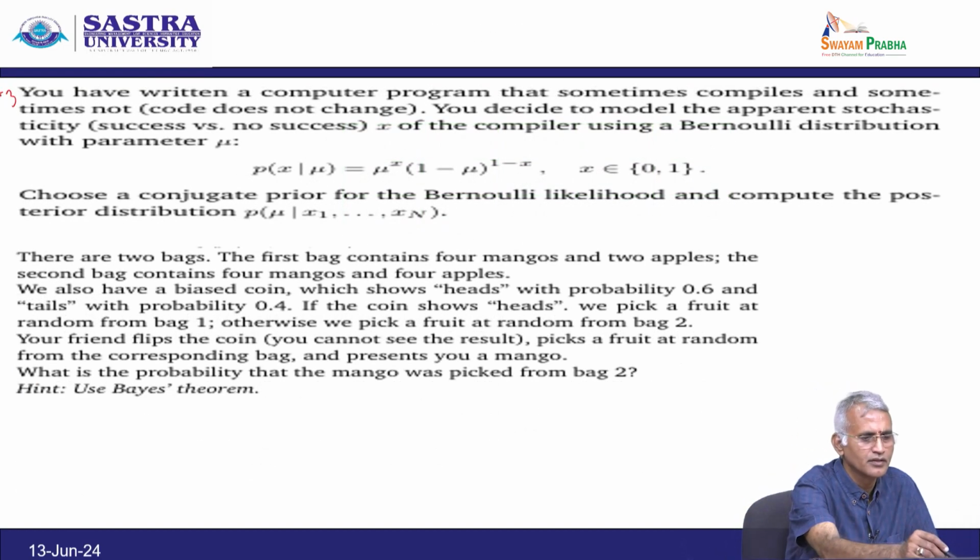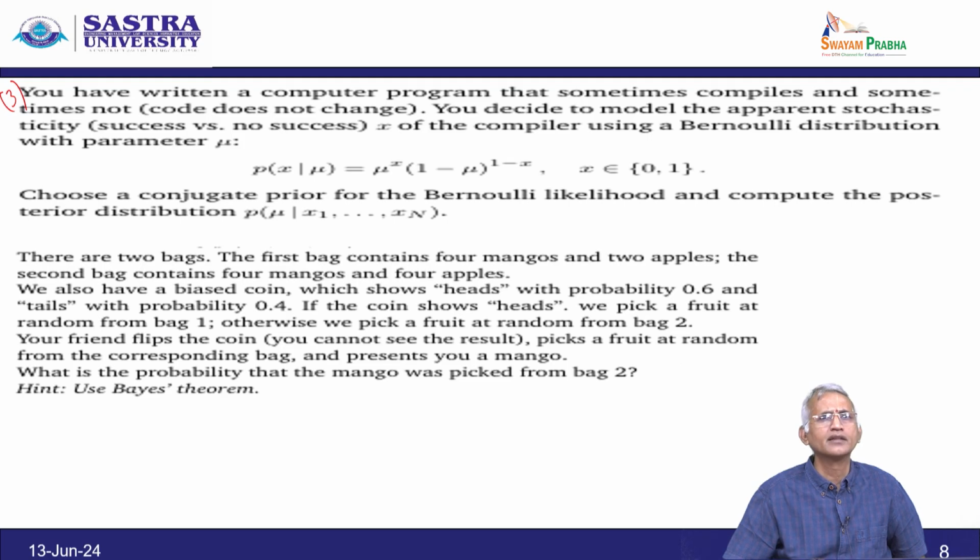Next, third question. You have written a computer program that sometimes compiles and sometimes does not. The code does not change. You decide to model the apparent stochasticity of success or failure, x, of the compiler using the Bernoulli distribution, P of x given mu equal to mu power x into (1 minus mu) power (1 minus x), x belongs to {0, 1}. Choose a conjugate prior for the Bernoulli likelihood and compute the posterior distribution P of mu given x1, x2 and so on up to xn.